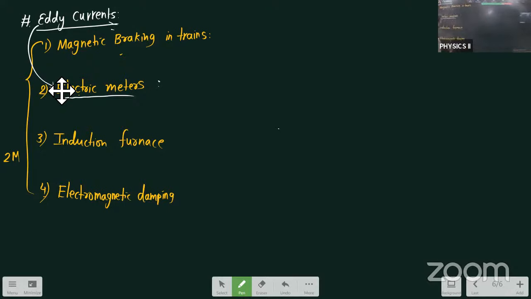That is also due to what? Eddy current. And what is the next one? The third use of this eddy current which we are utilizing is nothing but the induction furnace. What is happening in the induction furnace? Actually, this is used for melting the metals.